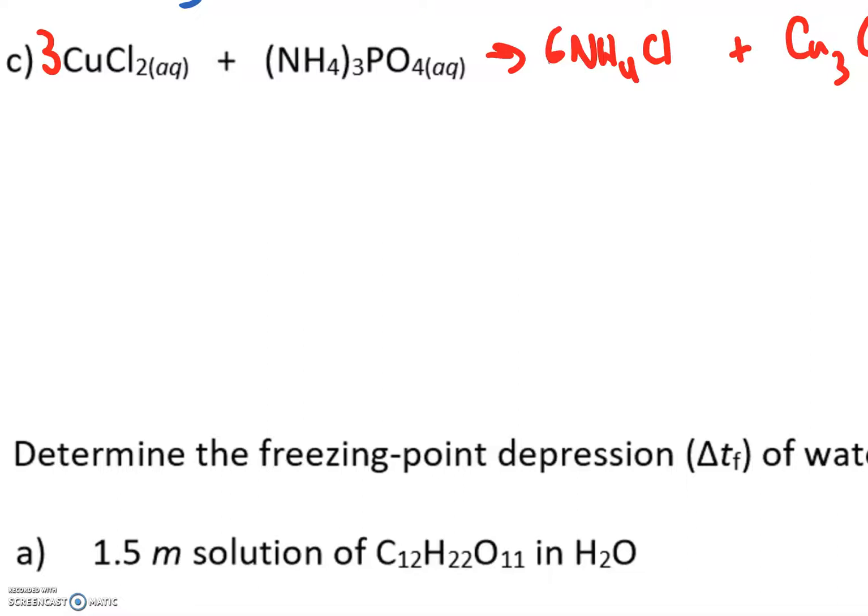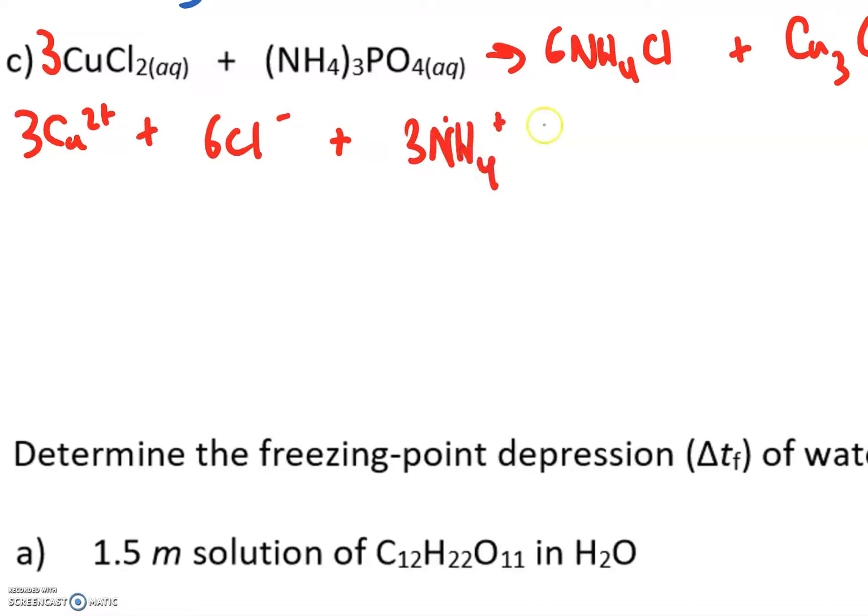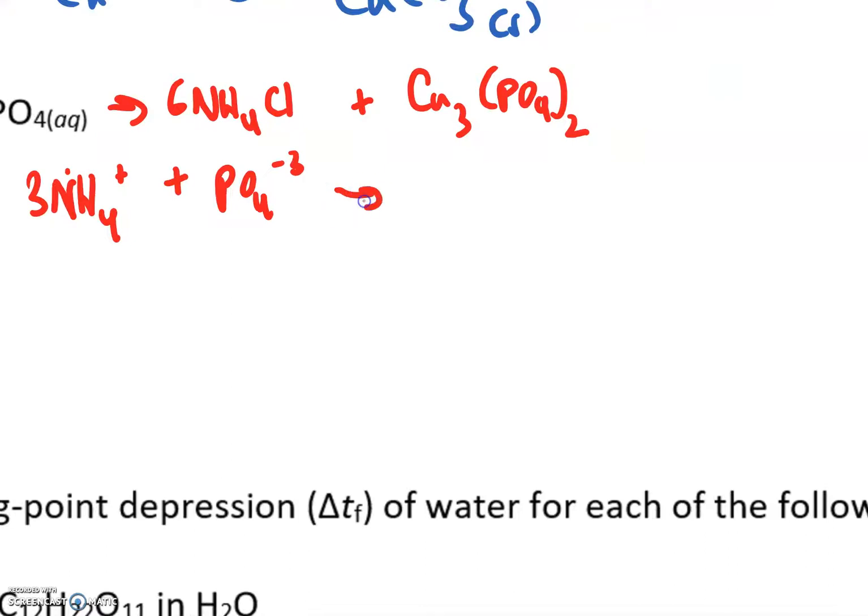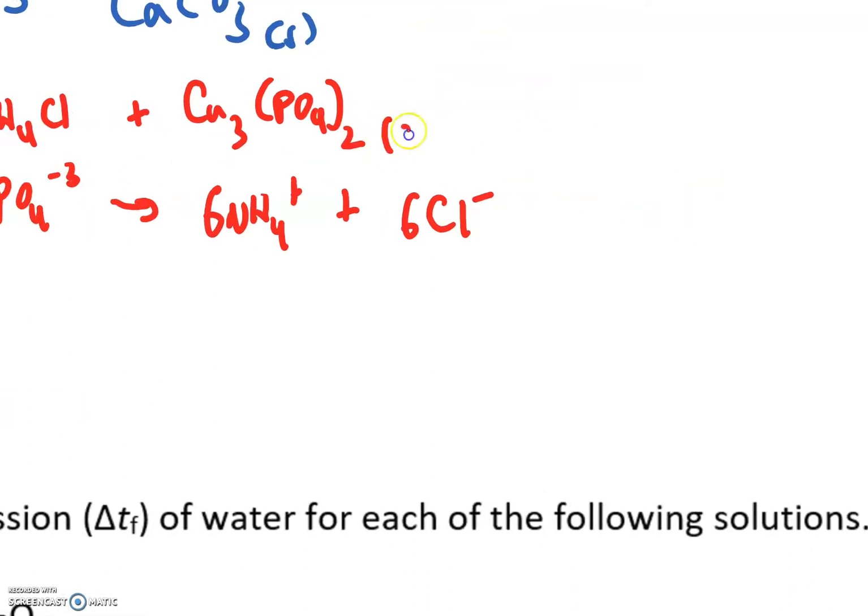All right. So what happens when our dissociation takes place? We're going to get 3 coppers. We're going to get 6 chlorines. We're going to get 3 ammoniums and 1 phosphate. It's a polyatomic ion, and we don't dissociate them. Our products will be 6 ammoniums and 6 chlorines. And we know that anything that has a phosphate in it does not dissociate. So this big clunky looking thing is our precipitate.